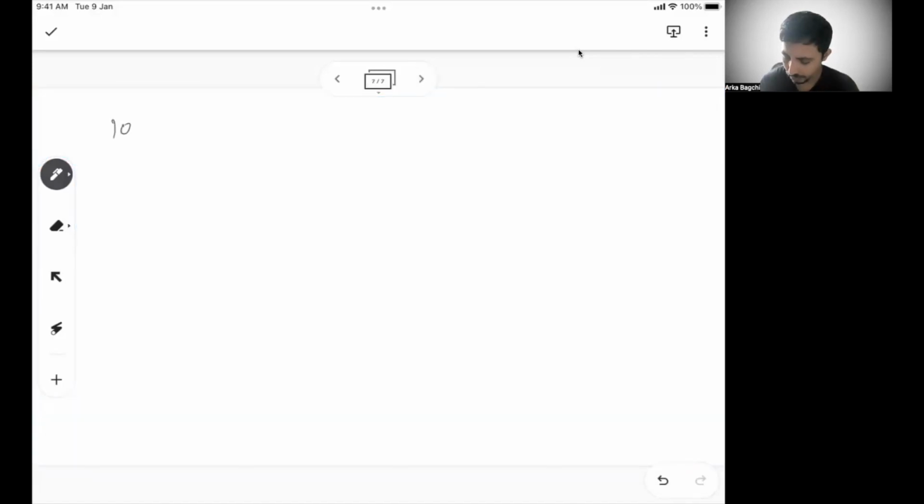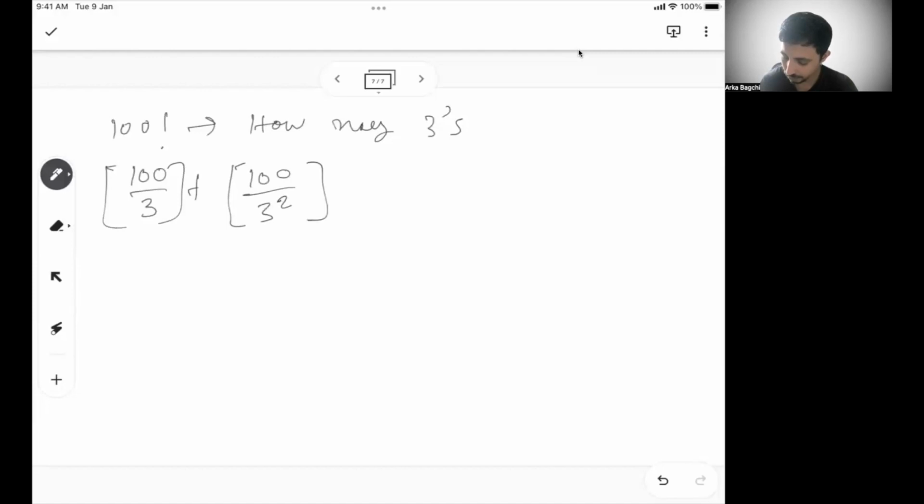So similarly, if I say 100 factorial, can you tell me how many 3's there are? Again, the same approach: 100 by 3, obviously box, 100 by 3 square. The moment the power of 3 goes above 100, we will stop. 100 by 3 cube, 100 by 3 to the power 4. 3 to the power 5 is 243. It doesn't make sense to add it.